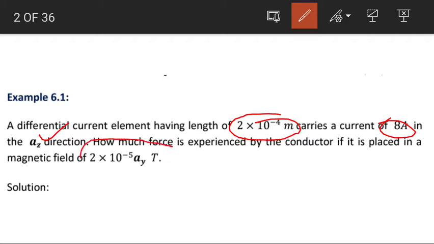This is the magnetic flux density, which is 2 × 10^-5 AY Tesla. This current carrying differential element is placed in this magnetic flux density. Definitely force will be experienced by this differential current carrying element, and we need to find out this differential force.